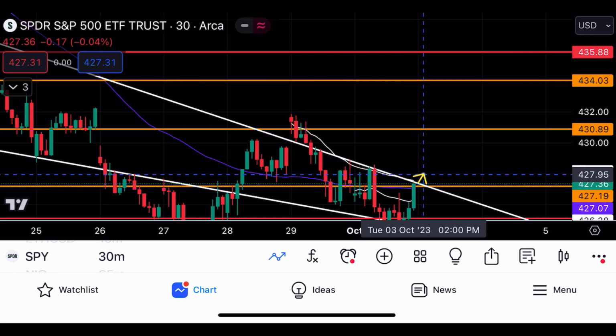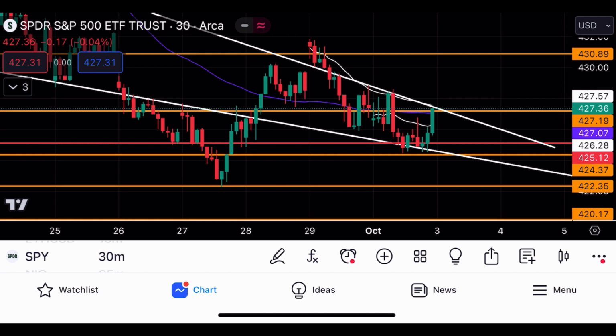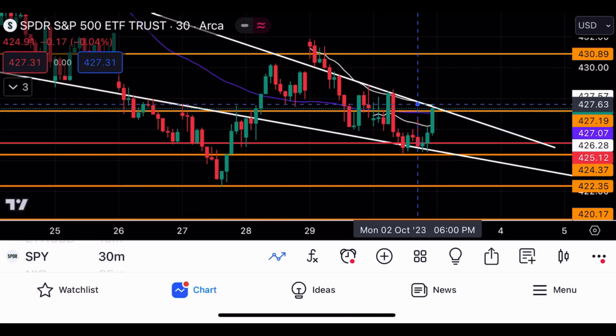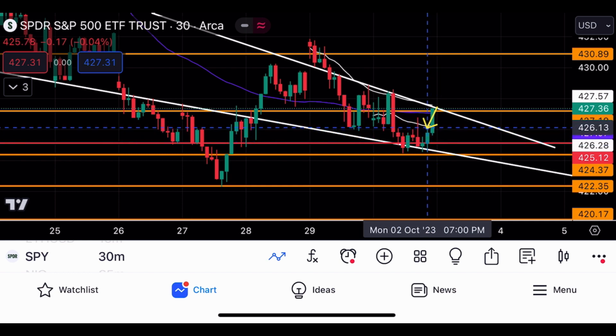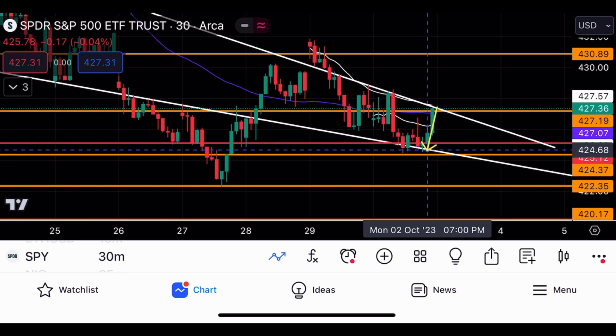To the downside, what I'll be looking for is for us to retest that AVWAP at 426.28. So if we do break that AVWAP at 426.28, then we could start to see us go back and head towards that 425.10 area, possibly bouncing off of that, or 425. We have to be careful because we're still in that selling channel or rise and wedge.